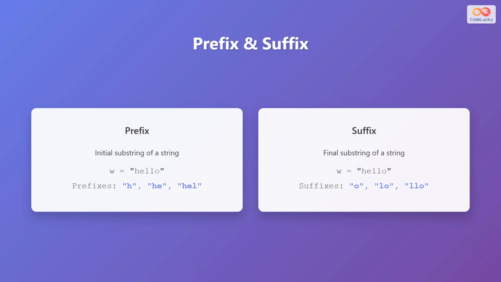Let's explore the concepts of prefixes and suffixes. A prefix of a string is an initial substring of that string. For example, if W is equal to the string HELLO, then some prefixes of W include H, HE, and HEL. A suffix of a string is a final substring of that string. Using the same example, if W is equal to the string HELLO, then some suffixes of W include O, LO, and LLO.